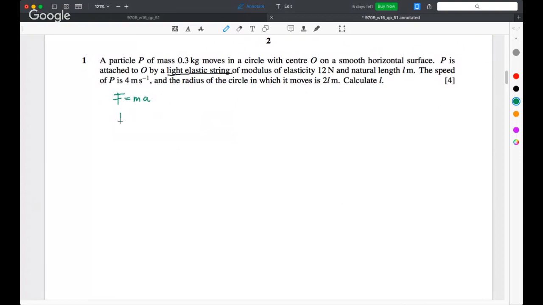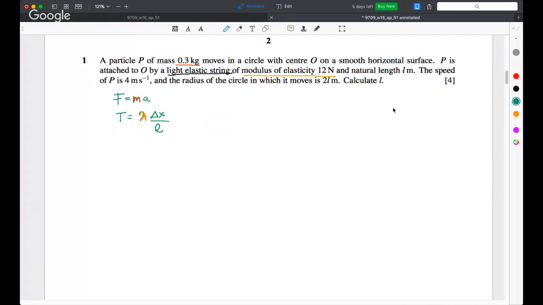And we also have that the tension in some elastic string is equal to the modulus of elasticity times the amount that it's been stretched, which I'll call delta x, or I think the formula booklet just says x, over the natural length of the string. So here we were given the modulus of elasticity. We're given the mass of the object on the string.